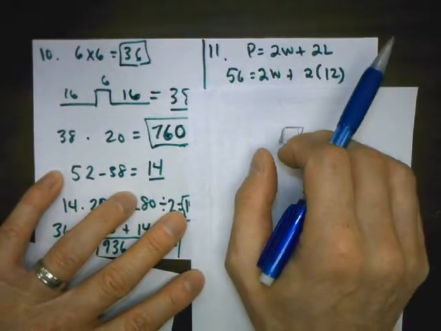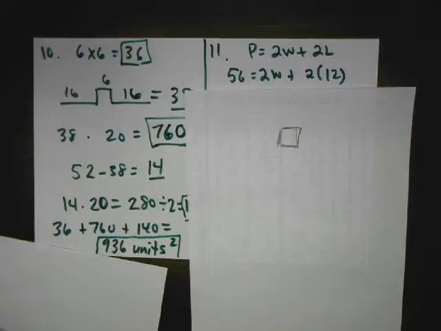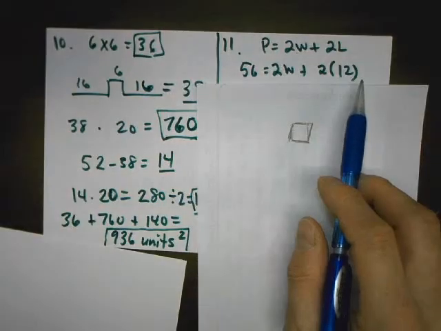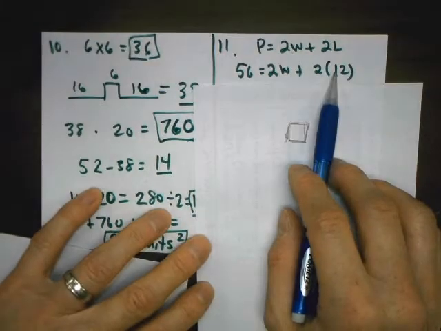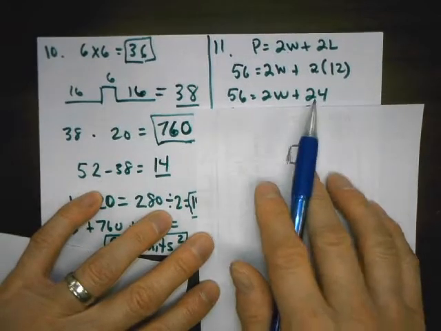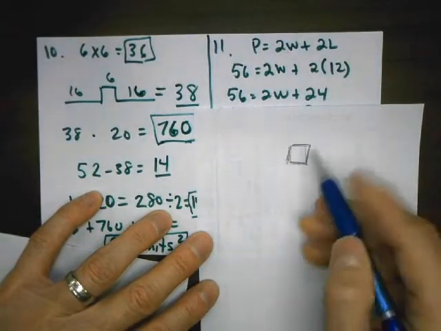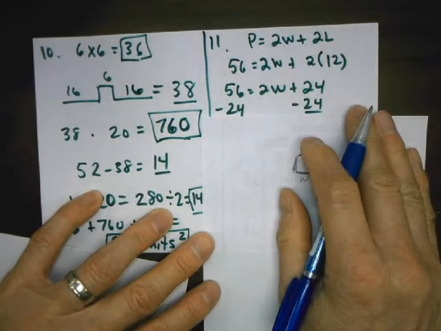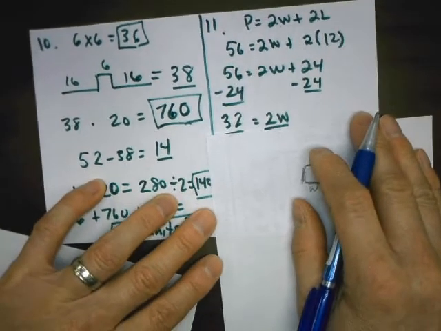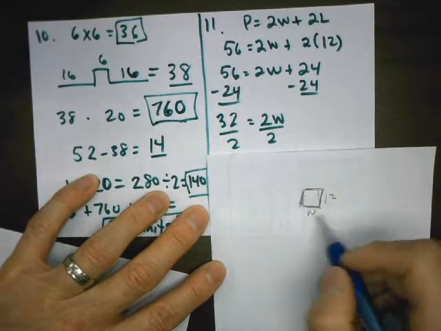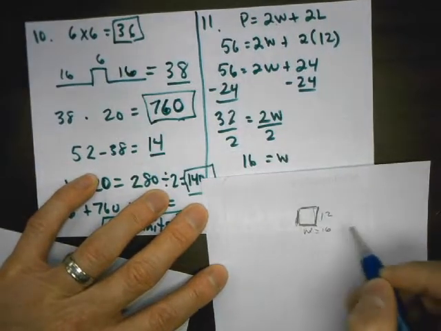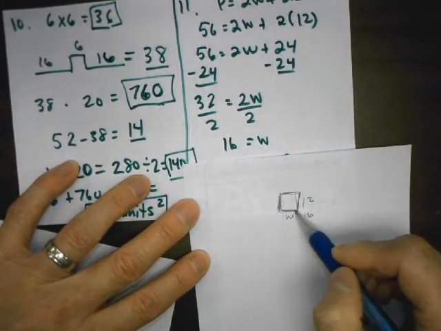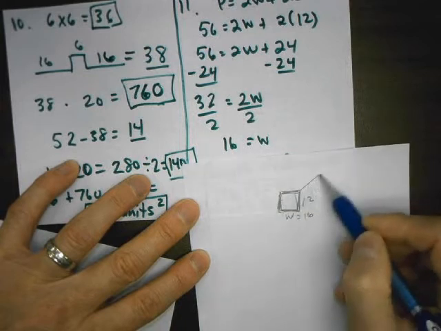So perimeter, they said, is 56. We're finding the W because they called it width instead of giving us a number. And they gave us a length. So I multiply those two, solve this equation to find W. I have this one, but I need this one to find this one. So I subtract 24 from both sides, divide by the coefficient, and I figure out that this number down here is 16. So now I have all the measurements for the base.